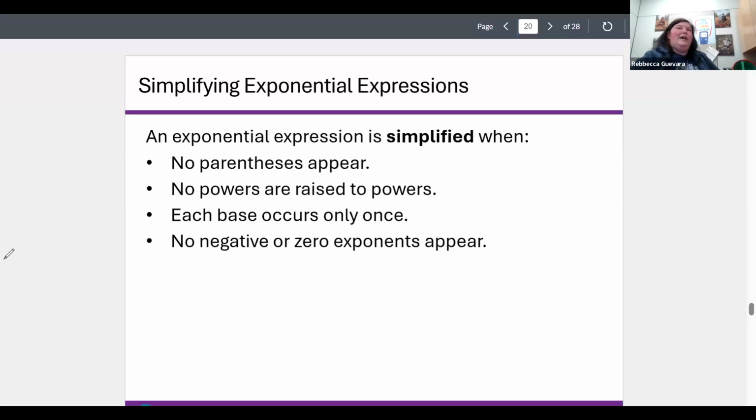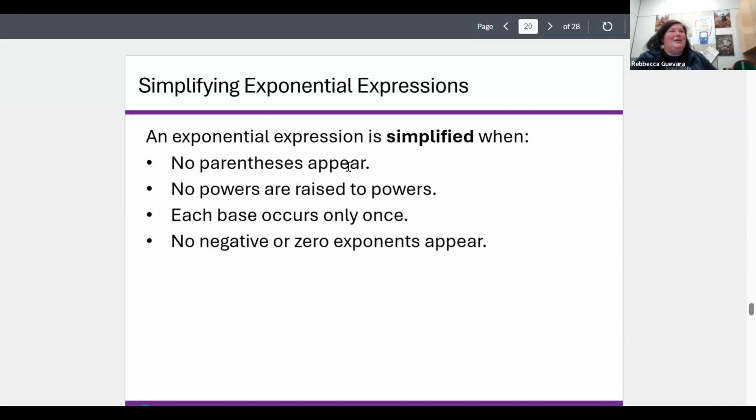We're going to simplify exponential expressions. So like I said, I've been talking about these rules as we go along. An exponential expression is simplified when there's no parentheses up here. So we try to get rid of them. If there's a negative number, then we may keep a parenthesis, but we try to get rid of them if we can. No powers are raised to powers.